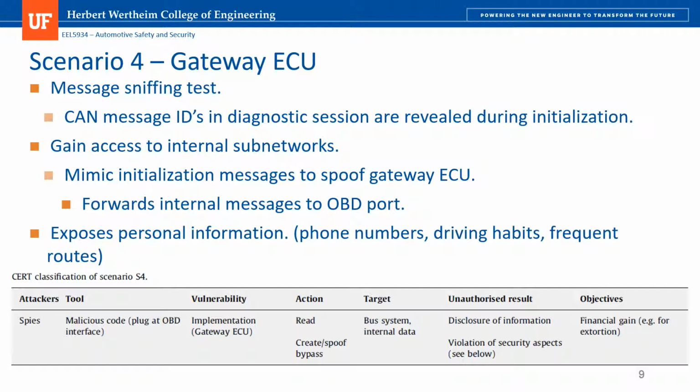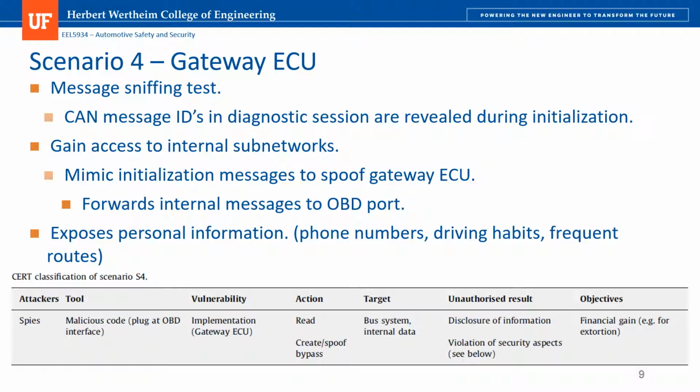They posed this attack as one that would expose personal information, all of the internal network data that is not normally visible through OBD2, which is like cell phones, driving habits, frequent routes. This would have addresses, contacts, people that it would give the attacker some internal knowledge of the person who's driving the car and potentially leverage them with some of that information.